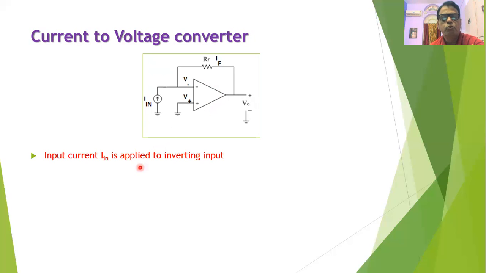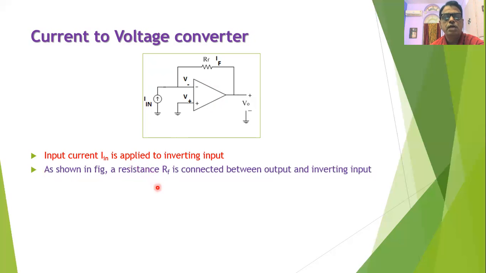The input current IIN is applied to the inverting input as shown in this diagram. The resistance RF, which is the feedback resistance, is connected between the output and the inverting input. Such type of feedback is called negative feedback, and it will control the overall gain of the amplifier. The non-inverting terminal is grounded, and therefore you can say that this circuit is in inverting mode.